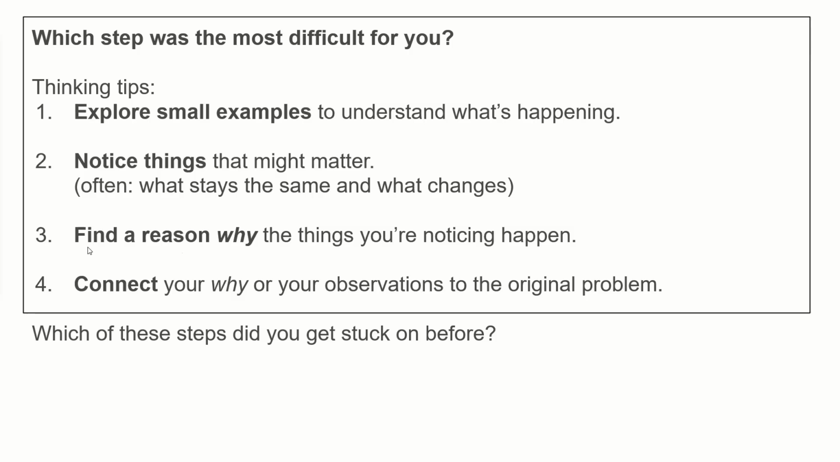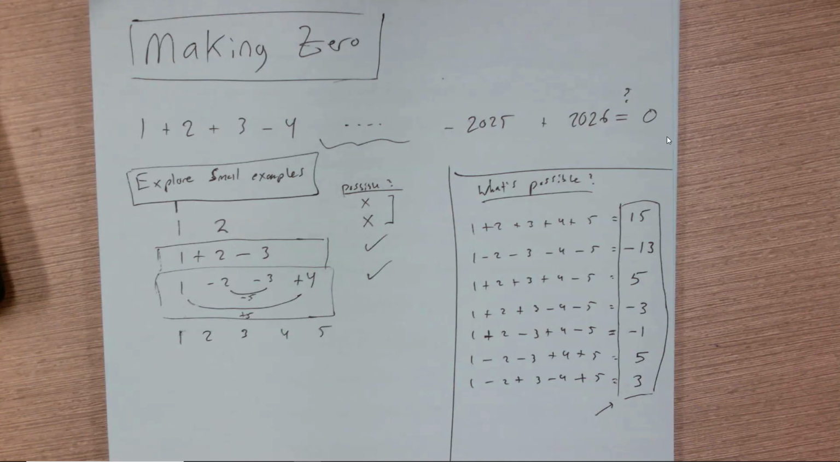So the next steps for me is asking, well, does that always happen? Is there a reason why it happens? And then, does that actually matter to my original question? My original question was, is it possible to make 0? So, why should it matter?